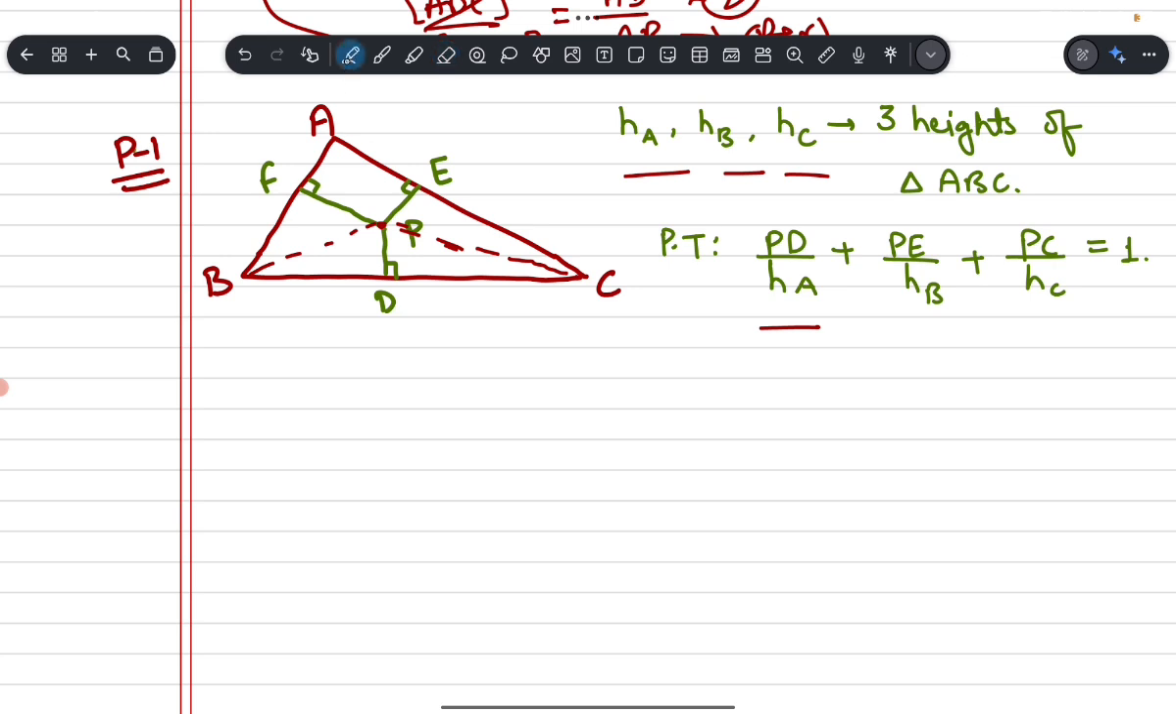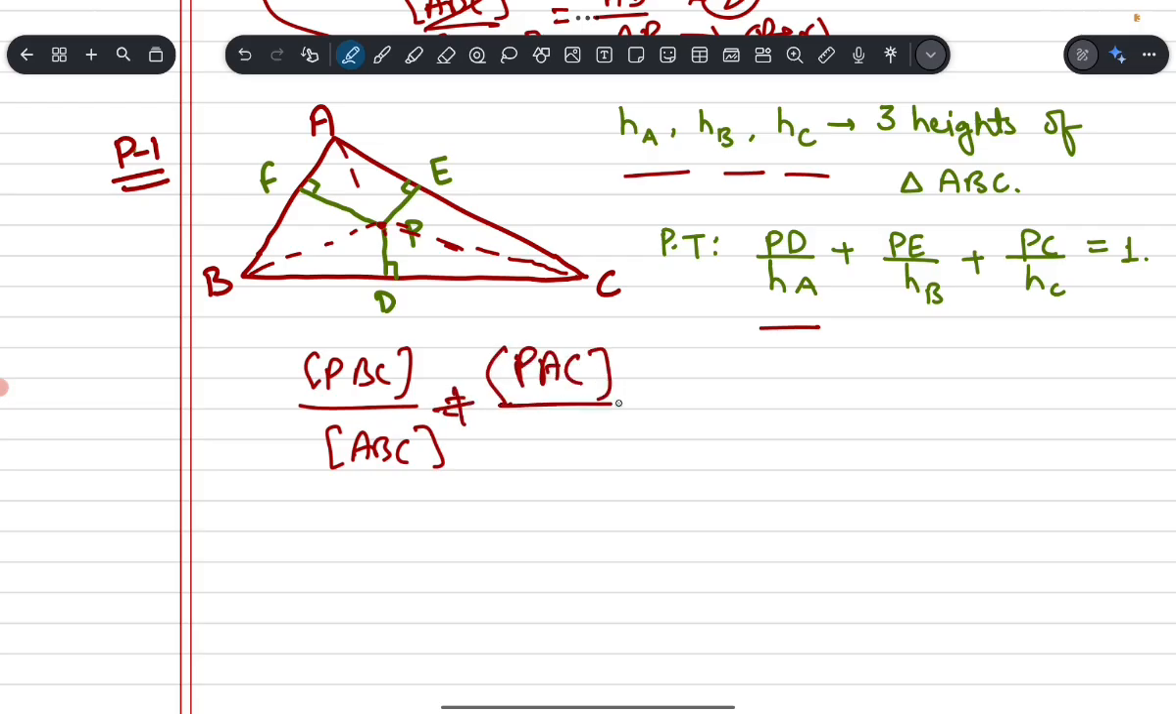So PD by HA, I can write as the area of PBC by ABC. Similarly, PE is the height of triangle PAC, and in the denominator we have again ABC. PC is again what? Have I written PC? It's PF, sorry. This is PF. So PF is what? Area of PAB by ABC.